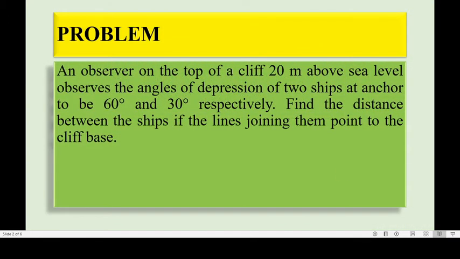The problem is that an observer on the top of a cliff, which is 20 meters above sea level, observes the angles of depression of two ships at anchor to be 60° and 30° respectively. We need to find the distance between the ships if the lines joining them point to the cliff base on which the observer is observing the two ships.